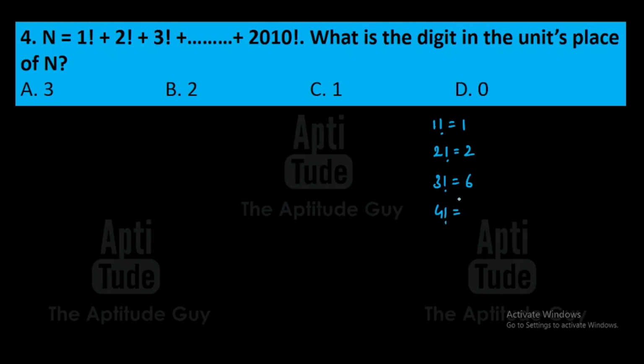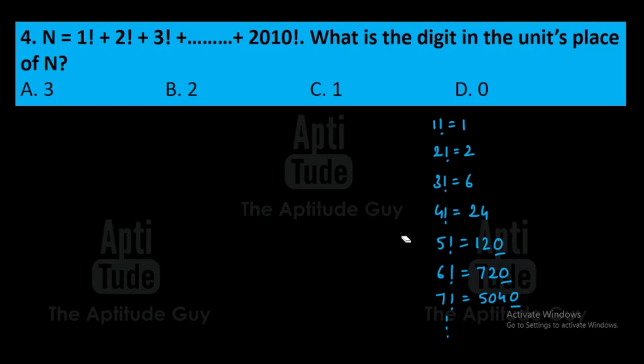Then we have 4 factorial, that is 4 into 3 into 2 into 1. 4 6 are 24. Then we have 5 factorial, 5 into 24, 120. 6 factorial, 720. 7 factorial, 5040, and so on and so forth. Now, do you see something common over here, starting from 5 factorial? Yes, all of them end with 0. 5 factorial ends with 0, 6 factorial, 7 factorial, every factorial after that ends with 0.